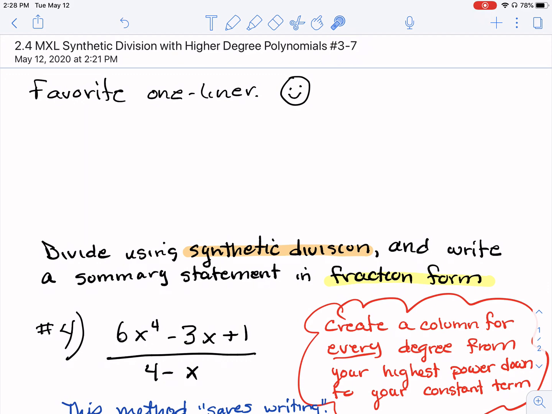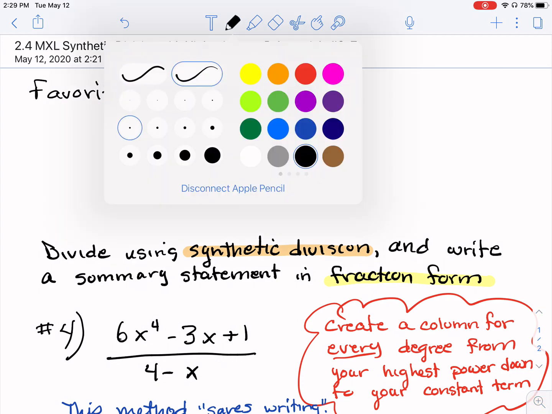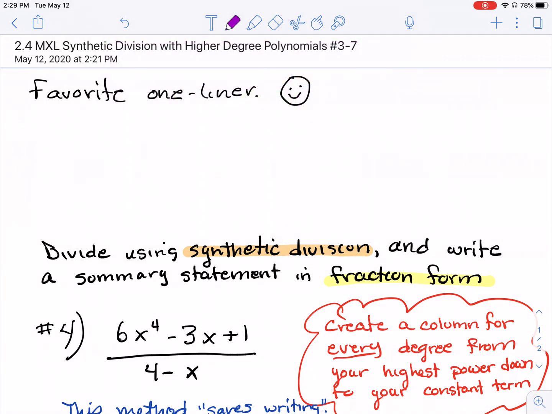Before we start, I have a joke for you. You want to know what my favorite one-liner is? Oh, this is a good joke, so it gets a good color. Ready? That's so stupid, I love it.